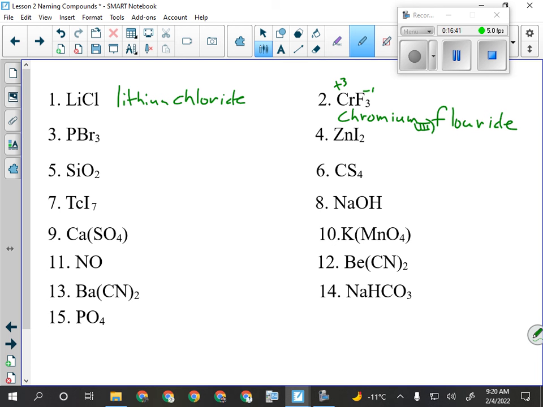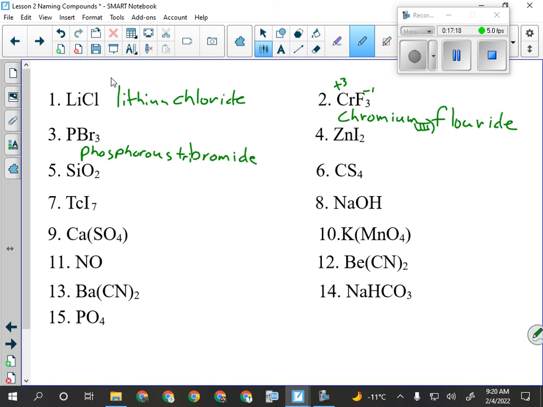All right, number 3, phosphorus and bromine, ionic or molecular? This is molecular, they're both non-metals. So now I've got to go by the molecular naming rules. There's only 1 phosphorus, so it doesn't need a prefix. And it's with bromine, which I'll write bromide because it's second, and there are 3 of them, so what prefix needs to go here? Tri. Phosphorus tribromide.